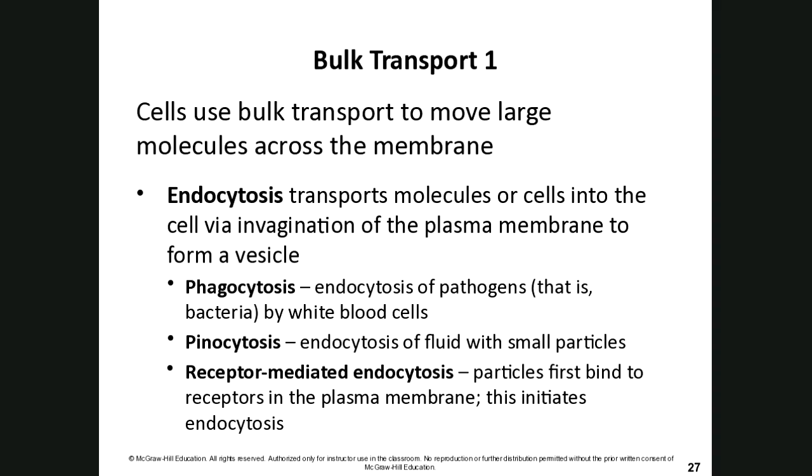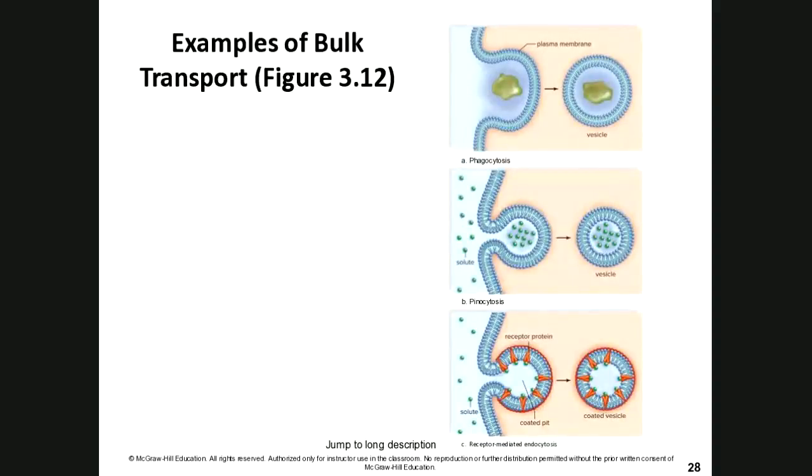Pino is Latin for to drink, and that is bringing just small gulps of fluid on the inside or small particles on the inside. And then we have receptor-mediated endocytosis, where there are particles that have to bind to receptors on the plasma membrane, and then that will actually trigger the endocytosis process to take place. So here are those 3 different types of bulk transport, where we had just regular good old-fashioned phagocytosis, pinocytosis, and receptor-mediated endocytosis. Notice that these little orange pieces are the receptors, and then the little green balls must fit those orange pieces to actually turn on this process of bringing those molecules within the cell.